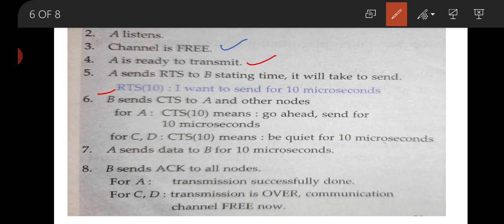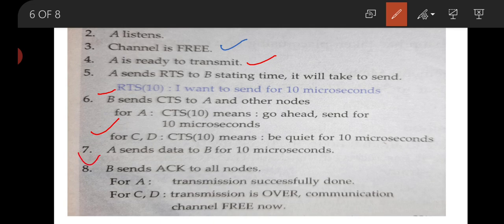Now B sends CTS to A and the other nodes. That means B is sending the CTS, clear to send, to A and the other nodes. For A, CTS 10 means go ahead and send for 10 microseconds. When A receives CTS, that means the channel is idle and the receiver is ready to take the data. Then A can send the data. And for other nodes like C and D, CTS means be quiet for 10 microseconds. That means you should not send a signal on this channel for 10 microseconds. This is the RTS and CTS.